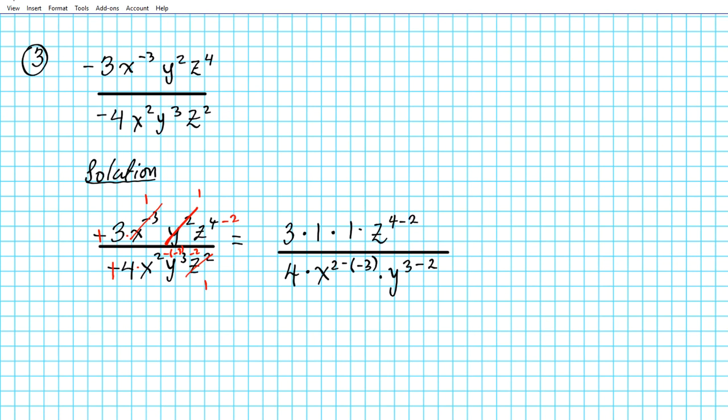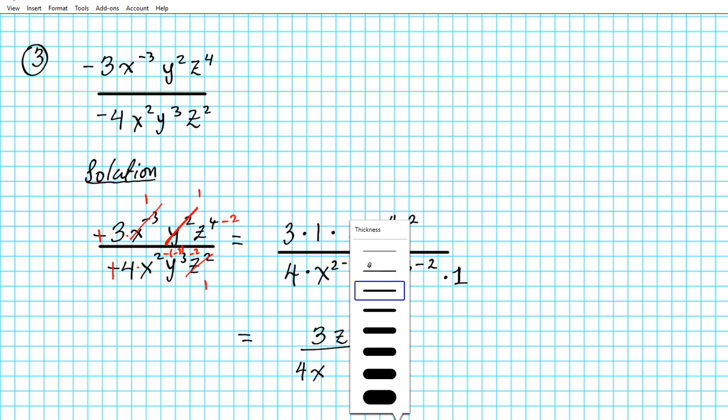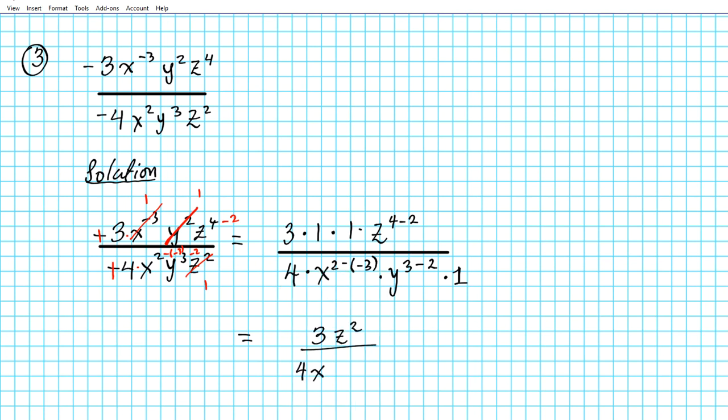Now, if we multiply all that together, we're going to have in the numerator 3z to the 4 minus 2, and 4 minus 2 is 2, divided by, in the denominator, 4x. Now look at this. What is 2 minus negative 2? When you multiply identical signs, just like division, you always end up with a plus. So you can slash and dash there, and then you get a plus.